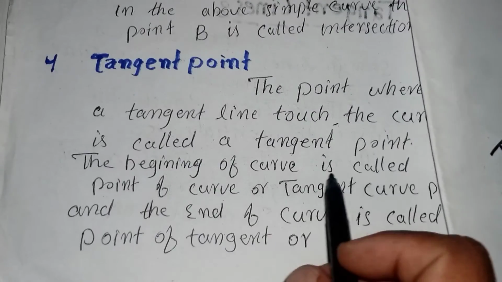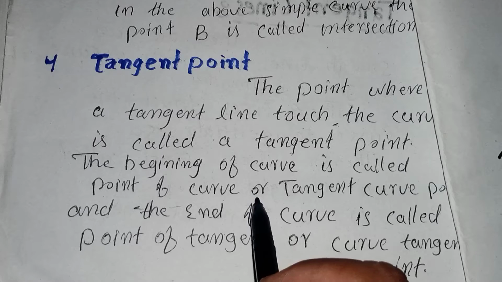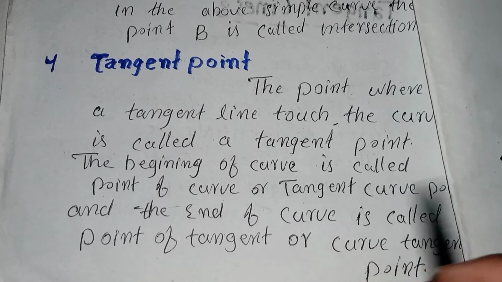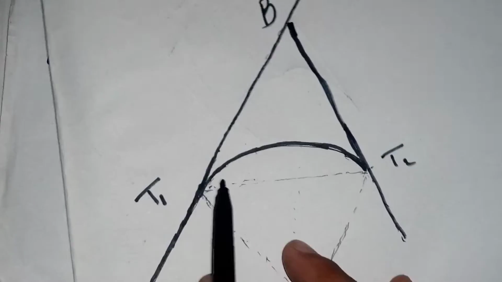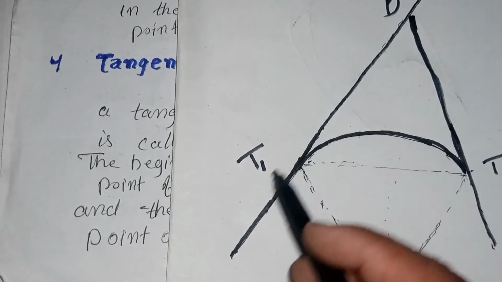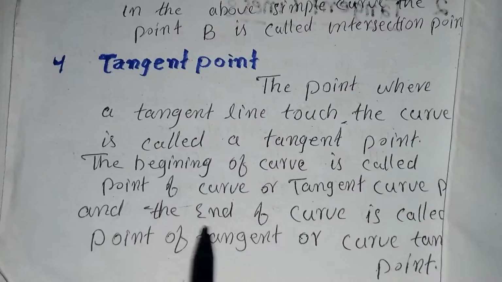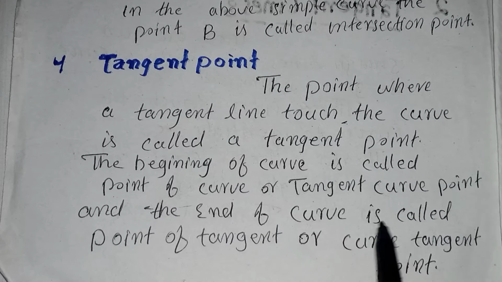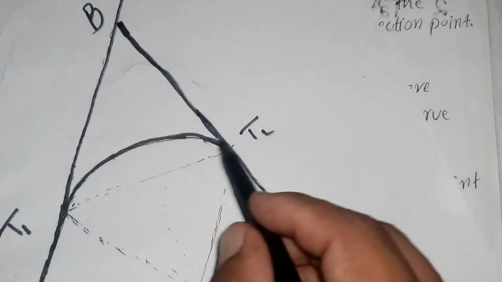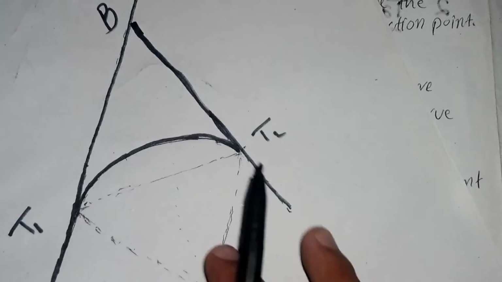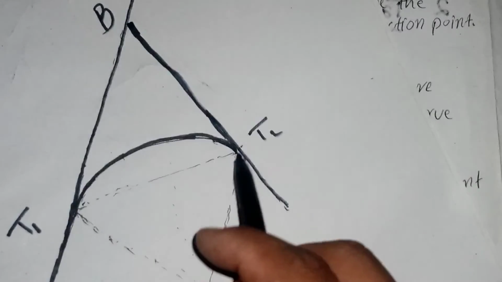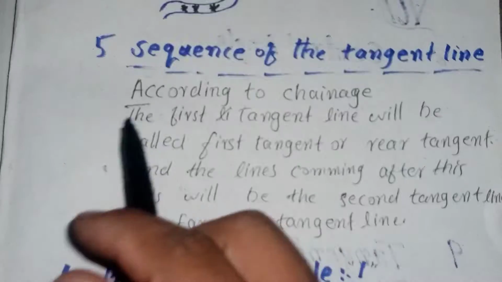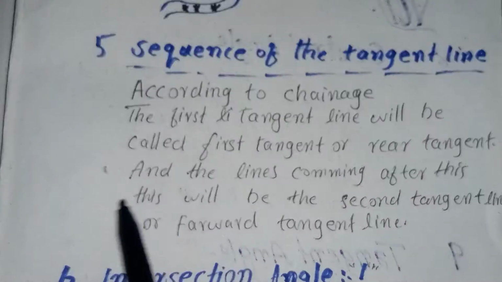The beginning of the curve is called the point of curve or tangent curve point. Suppose this point is called the point of curve, and the end of the curve is called the point of tangent or curve tangent point. So this is the end of the curve, and this point is called the curve tangent point. So we draw here. Fifth, sequence of the tangent line.